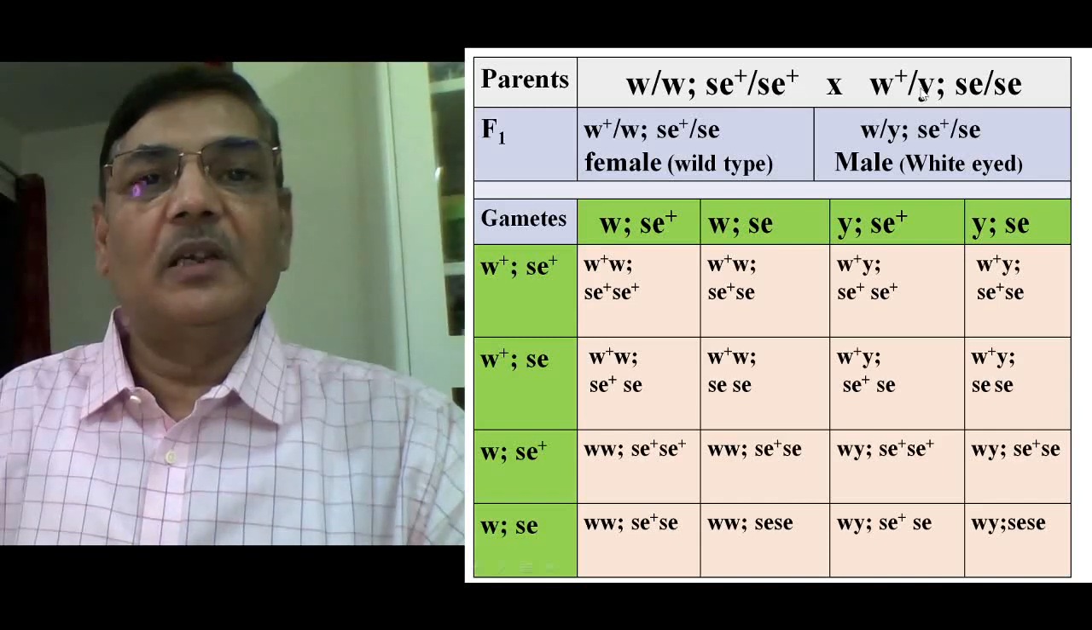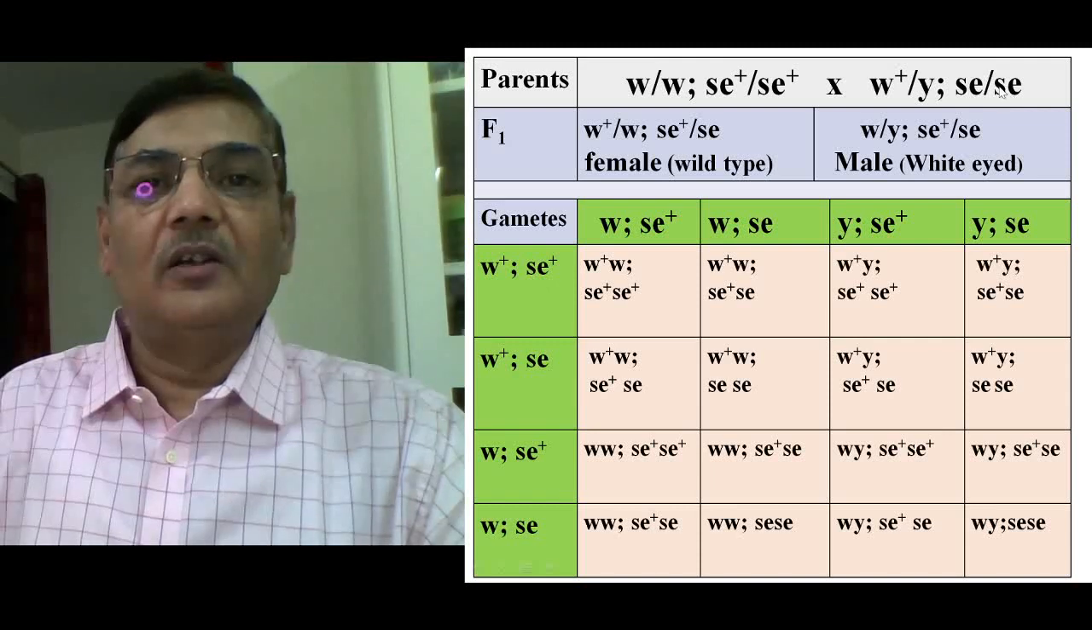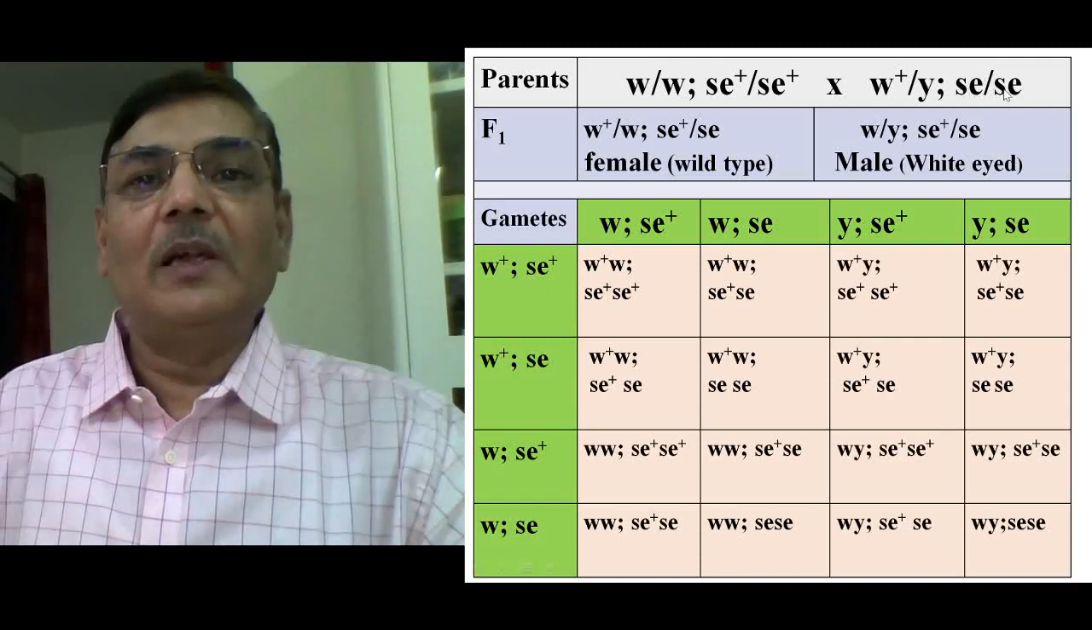This female is being crossed with a sepia-eyed male. If it is male, it means its one X chromosome will have the W plus allele, that is the normal allele. The other chromosome will be Y, and on the third chromosome the genotype will be SC SC. Because of this SC homozygous allele, the individual will have sepia eye color.